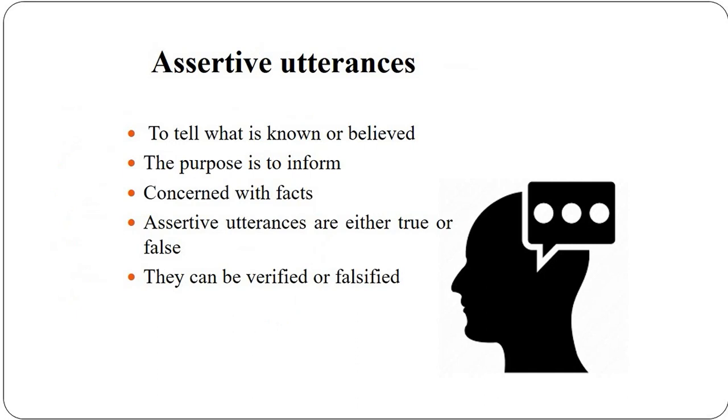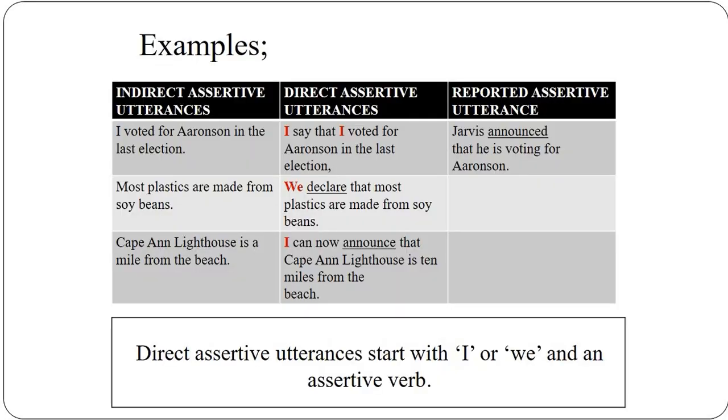So assertive utterances to start with. It is to tell what is known or believed. The purpose is to inform. It asserts an idea. So it is concerned with facts. Assertive utterances are either true or false, but for sure they assert a fact. So they can be verified or they can be falsified in the same way. So we will see the examples. So indirect assertive utterances, direct assertive utterances, or reported assertive utterances. You can see 3 different categories, but they are all assertive utterances.